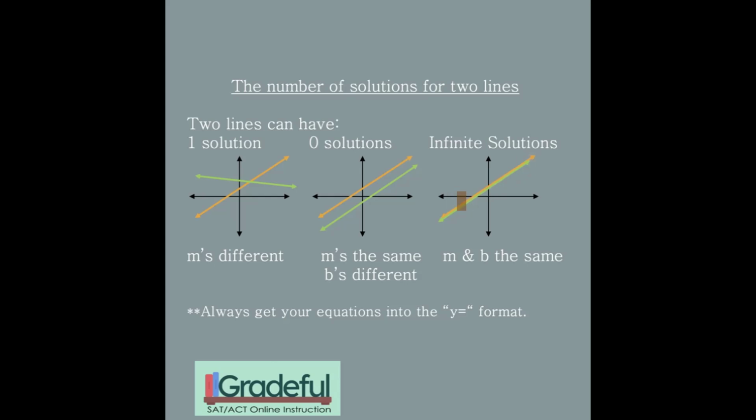They'll always be hitting if the slope and the y-intercept are the same, because the two lines have the same address. You can almost think of them as the same line. But instead, mathematically, they're actually two lines that are overlapping each other. So all of this implies getting your equations into the y equals format so we can really make sense of the slope and the y-intercept.